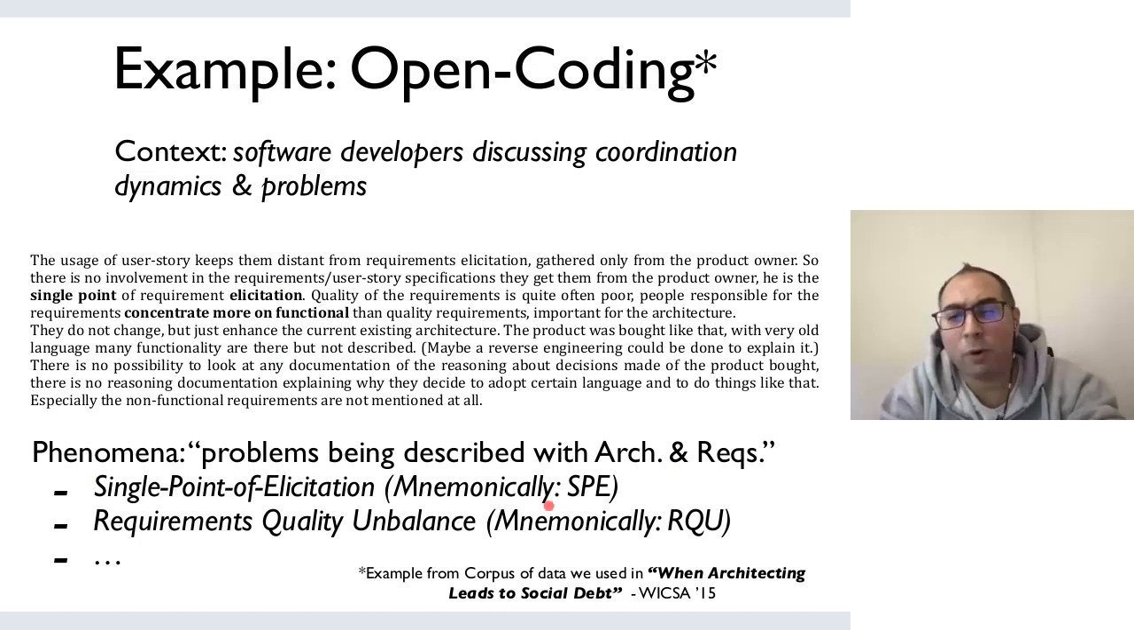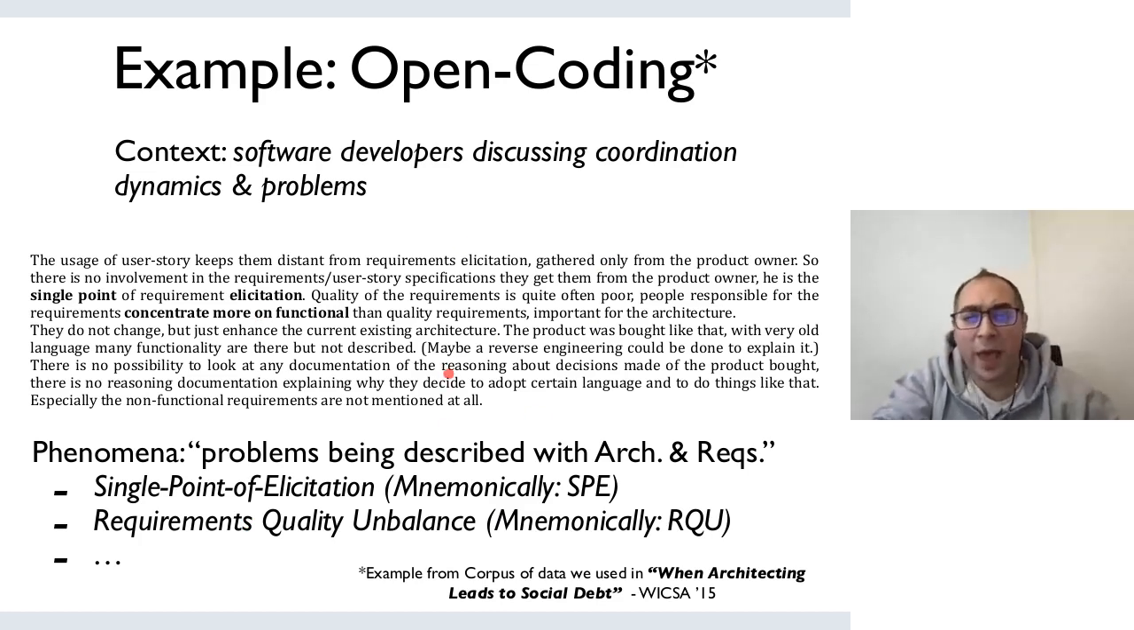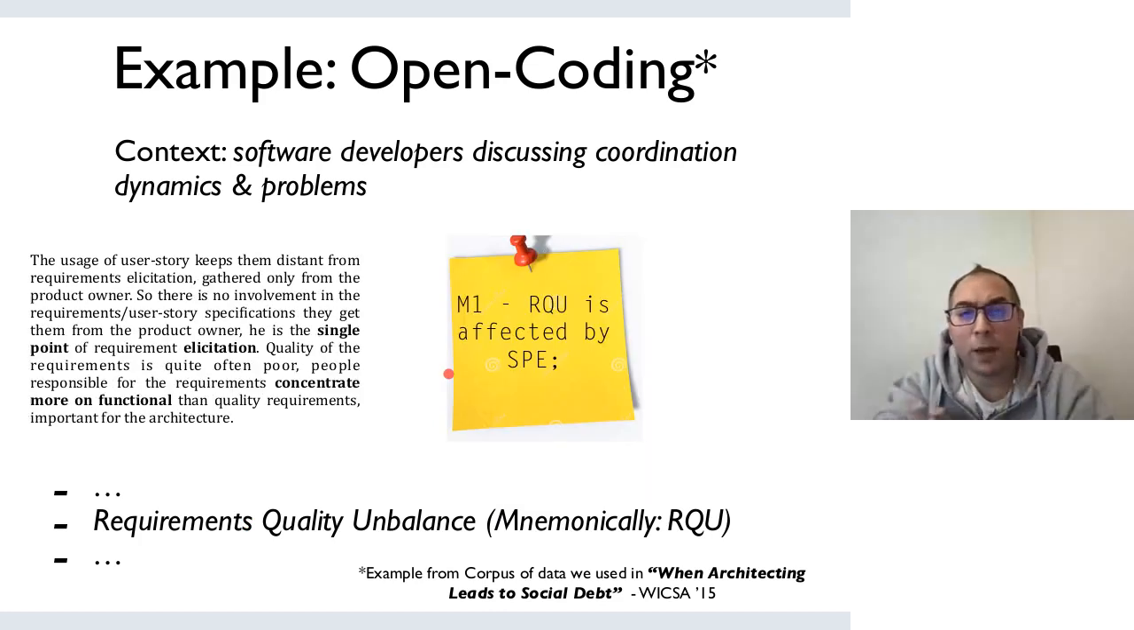So this is my label, SPE. Concentrate more on the functional. This is probably an imbalance in requirements quality, right? So this is another label. Now, if I keep doing this exercise, this labeling, to the rest of the texts that I will have, I will come up with my open coding.